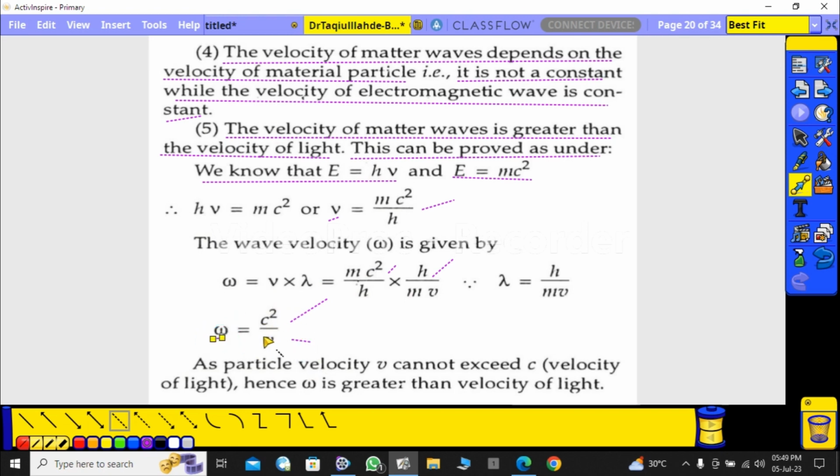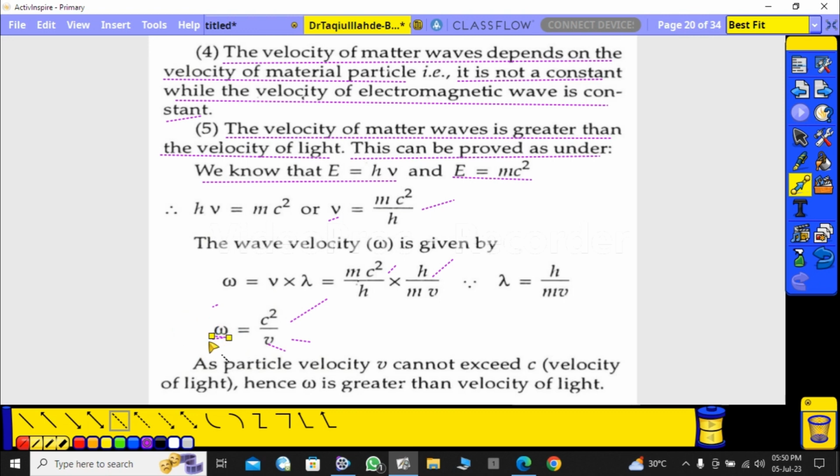So now you can see the particle velocity cannot exceed the velocity of light, so it will always be less than that. This v is always less than c, and this c is already in square. So the value of this omega is greater than the velocity of light.